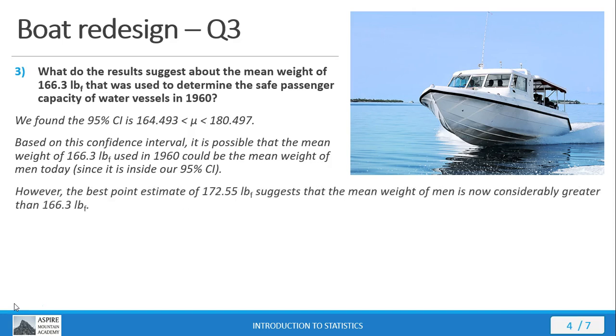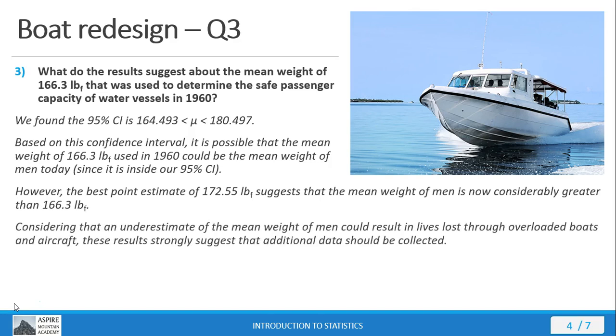However, the best point estimate is a little bit higher than the mean weight that was used back in 1960. So the point estimate is suggesting that the old value is still within our confidence interval, but the value that we have from our sample is pretty much higher. It suggests that perhaps the mean weight is now considerably greater as well. If we underestimate the mean weight, it could lead to lives lost to an overloaded boat. So the results strongly suggest that we need to collect additional data.